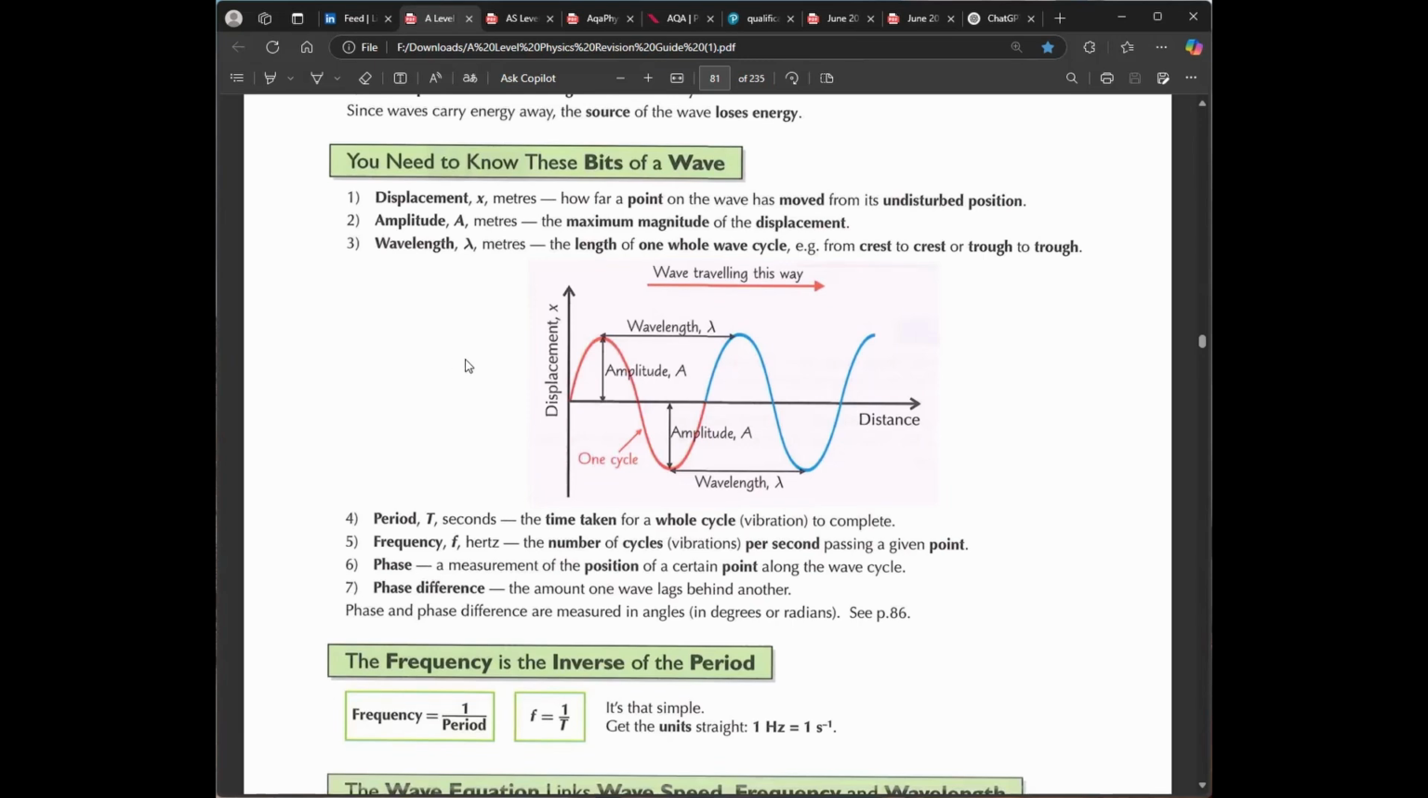Whenever you see a graph that shows a wave, there are two types. One of them, which is shown here, is the displacement versus distance graph. If you throw a stone in a pond, you'll see the waves moving. They start from the point where the stone hits the water. So it's basically the distance versus displacement graph that you are seeing over there.